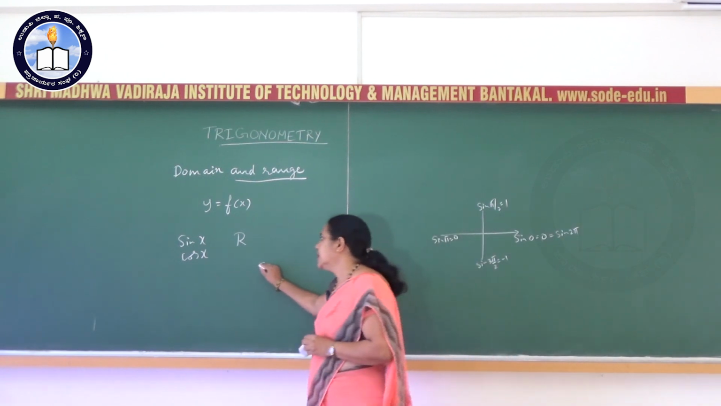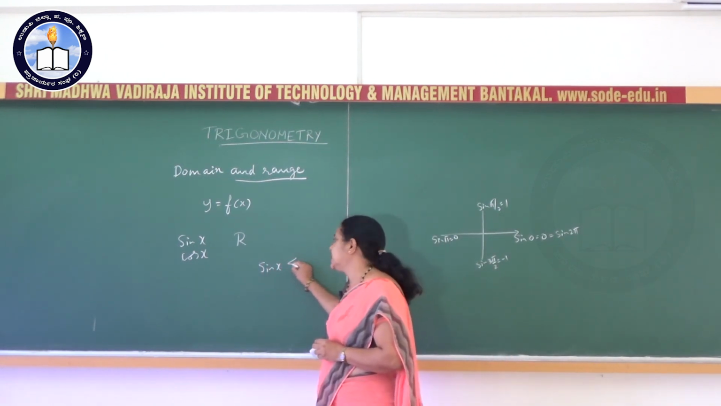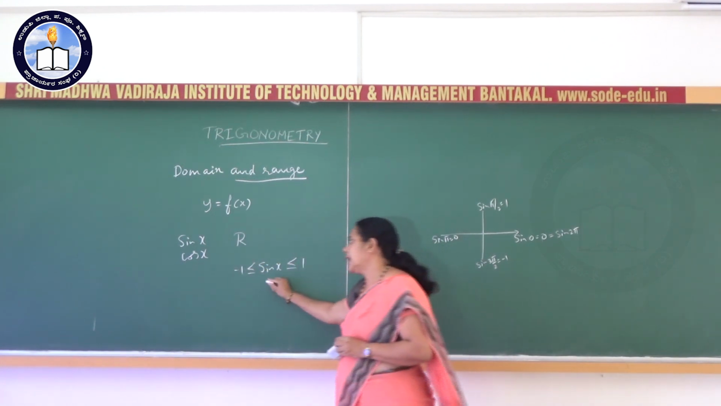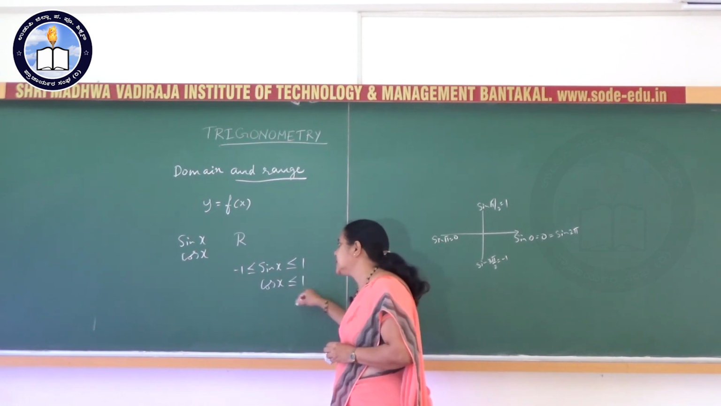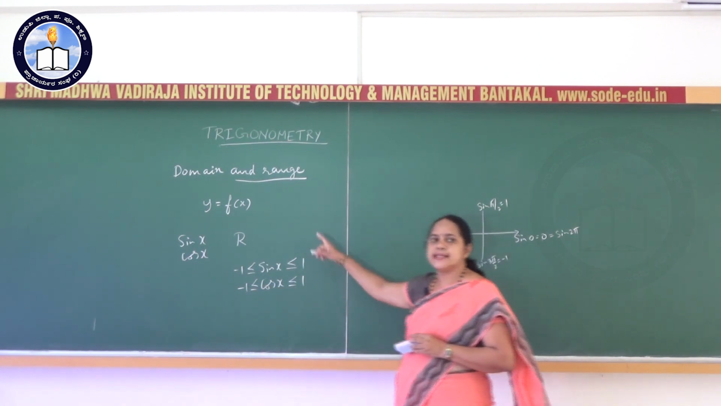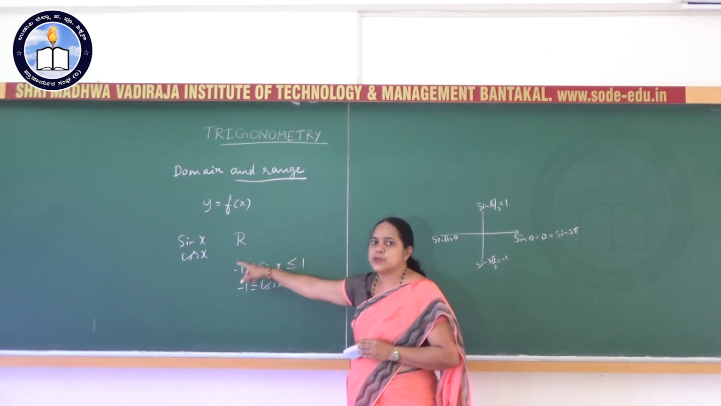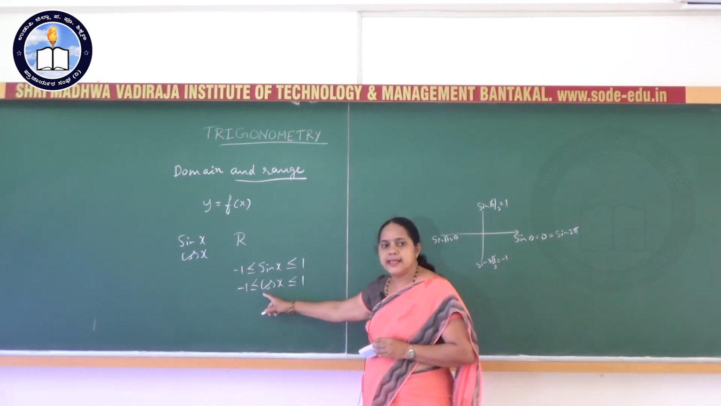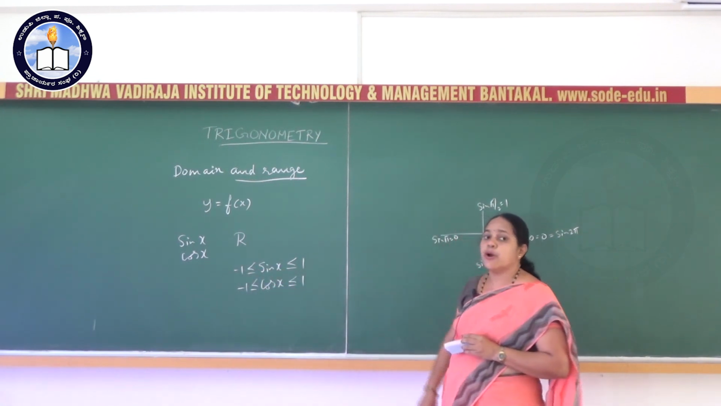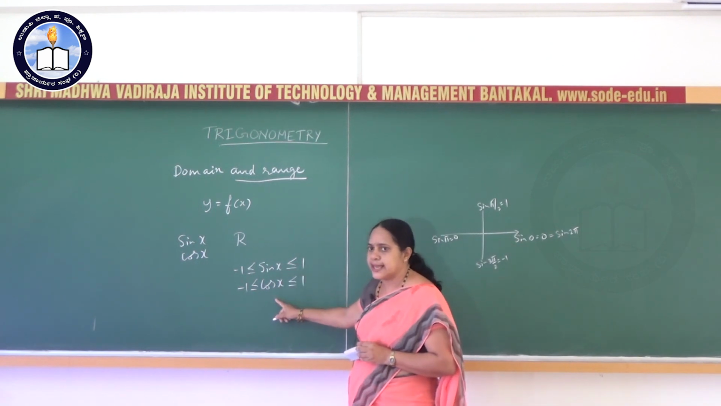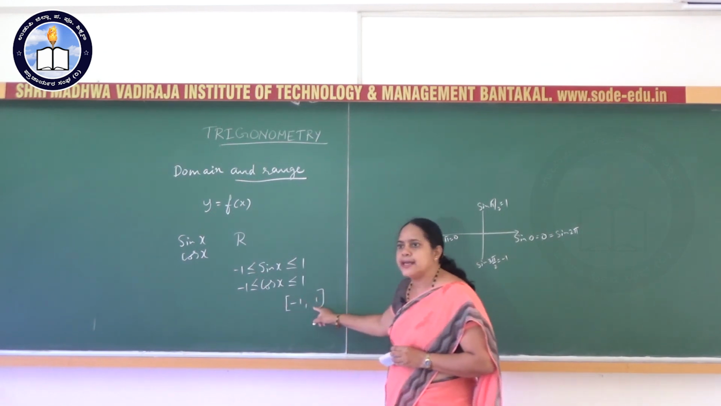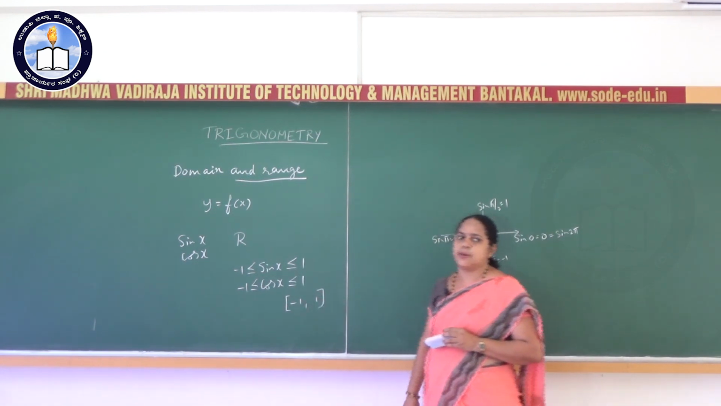Again, we observe the value of sine x is less than or equal to 1 but greater than or equal to minus 1. The value of cos x is also less than or equal to 1 but greater than or equal to minus 1. So the highest value of sine x is plus 1, the least value is minus 1. Similarly, the highest value of cos x is 1, the least value is minus 1. So the range of sine x as well as cos x is the set of all real numbers between minus 1 and 1, including minus 1 and 1.